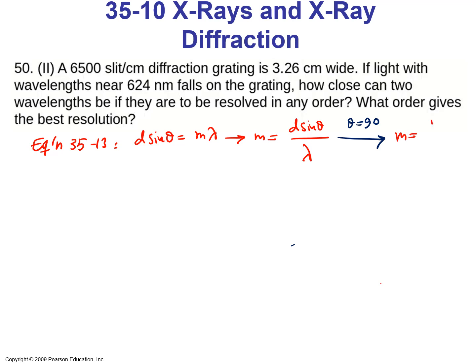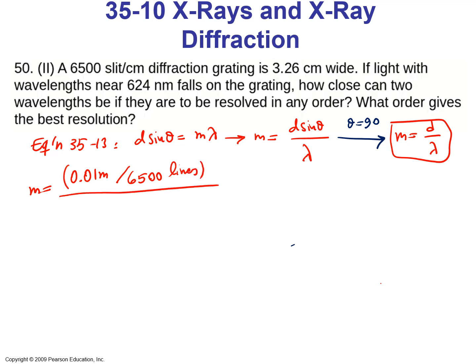So m is equal to d divided by lambda, and if we plug in the values, m is equal to 0.01 meter divided by 6500 lines divided by 624 times 10 to the power minus 9 meter as the wavelengths. That simplifies to 2.47, but we want to see the maximum diffraction order. We round it down to order number 2 as the maximum diffraction order.